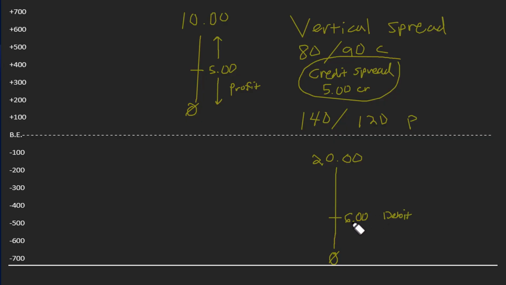When you buy something, you want its value to go up, right? Selling is a credit spread. Buying is a debit spread. So I bought at 6. If it goes up to 20, I've made $14 of profit. If it goes down to 0, I have lost $6 of value.